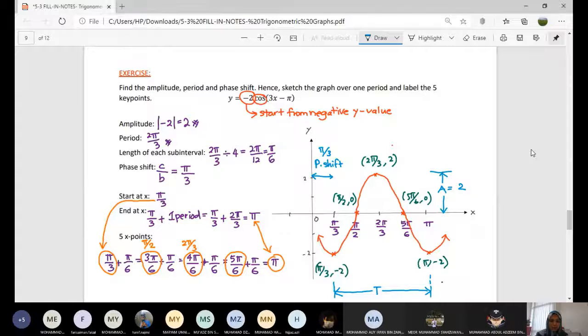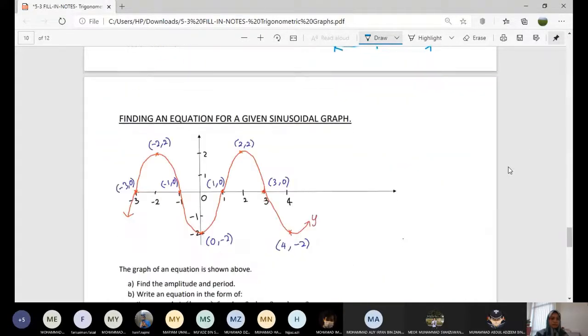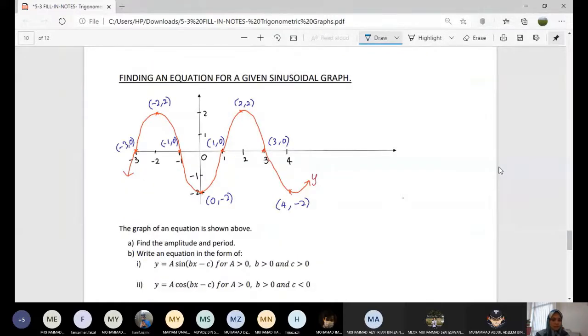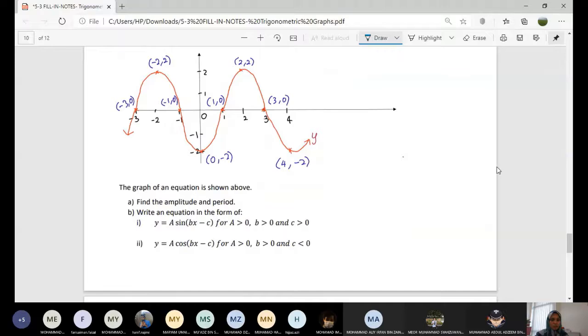When you are given the graph, then you need to find its equation. Okay, let's say this is the sinusoidal graph given. Now we want to determine what is the equation that satisfies the condition given. First, we need to find the amplitude and its period.